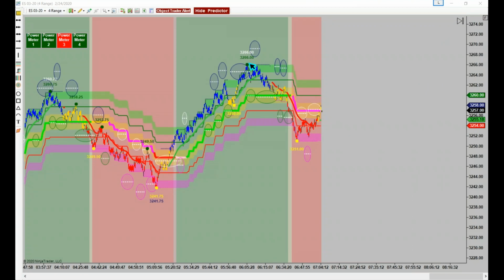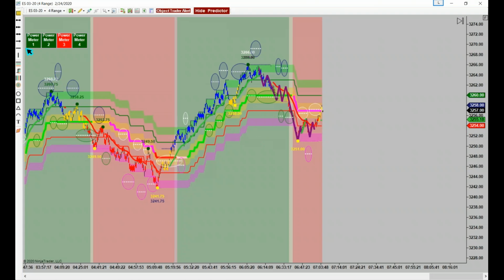Okay, now let's draw it again. So we said here, so let's draw a line. And we said here, right? So that's a little sweet spot for me. So if it was to come up, not take this out and roll over, that would be a good trade. Now, what if it takes this out? Then it's no longer heading down. And then I would wait.